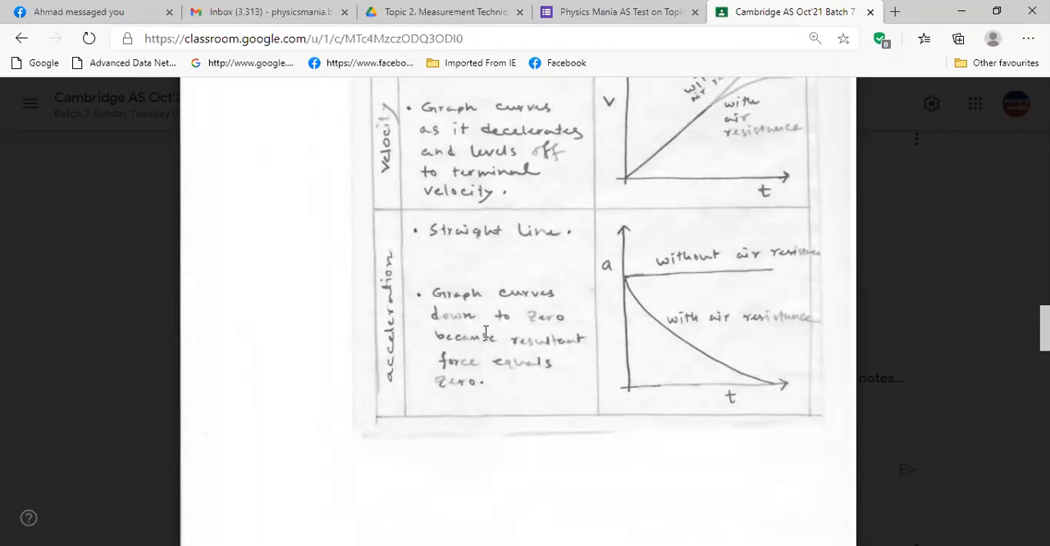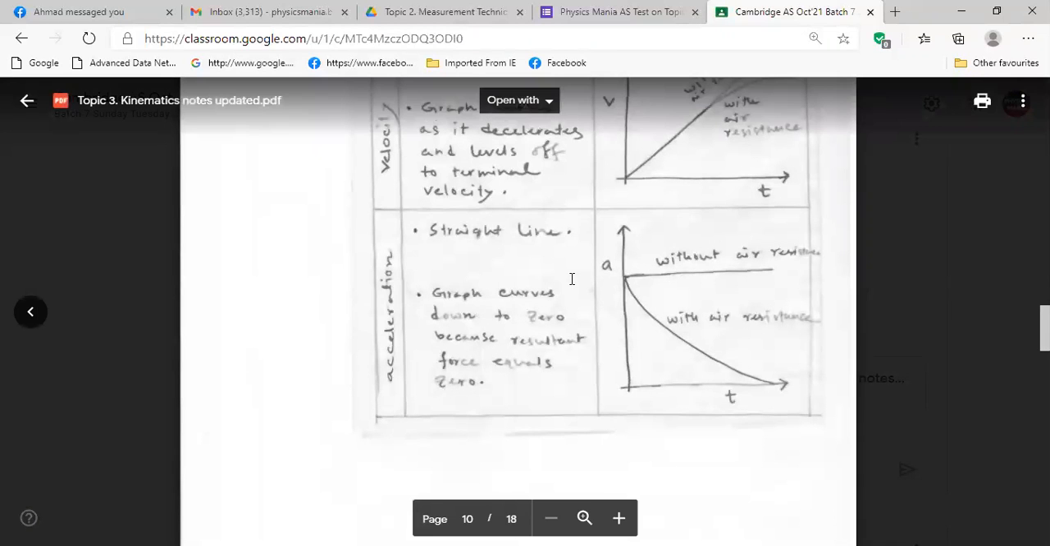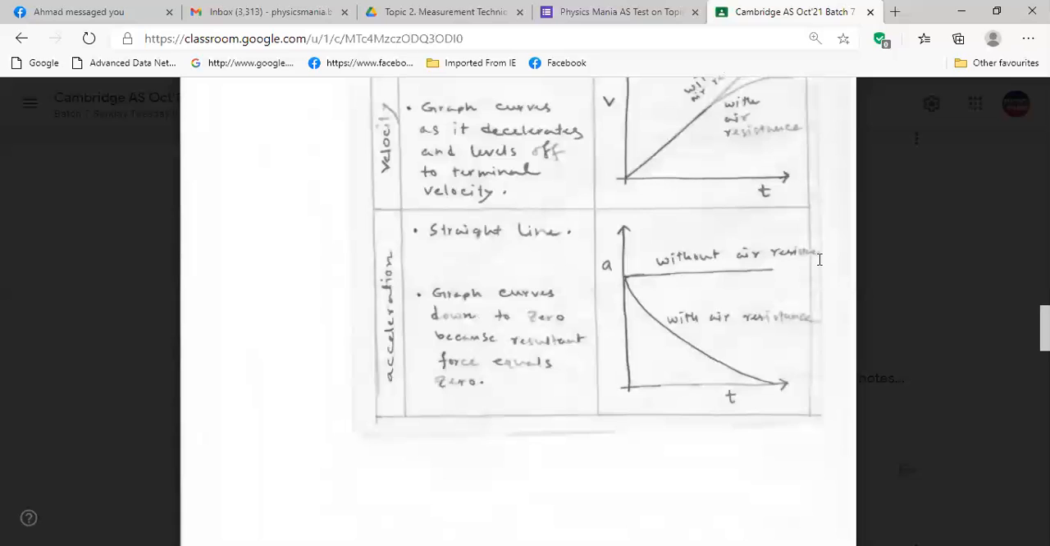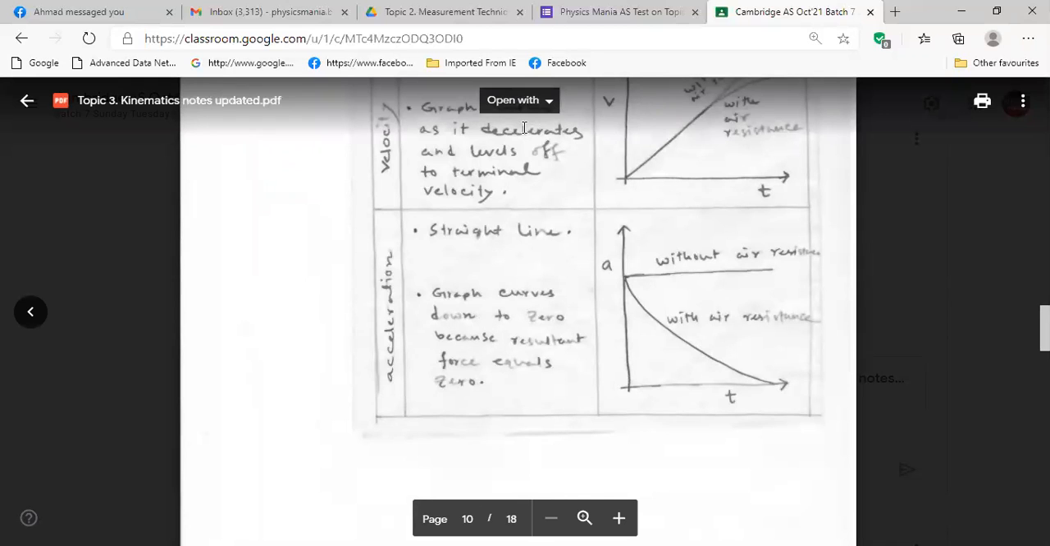Now if you see the acceleration one, we have a straight line because acceleration is constant, right? Here without air resistance. And with air resistance acceleration decreases, and at one stage the acceleration becomes zero when the resultant force is zero, right? So it's written here: graph curves down to zero because resultant force equals zero. Here you write acceleration decreases, not decelerates.